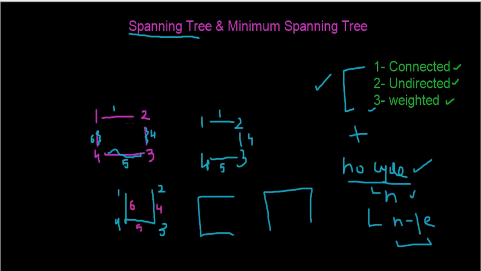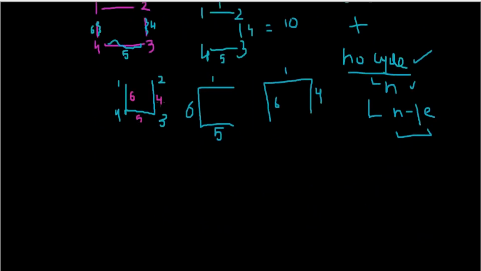So let us write these weights. This weight is 1 and this cost is 6 and this cost is 5, right? And this cost from 1 to 4 is 6, this is 1 and this is 4, right? So let us compute the total cost of visiting this spanning tree. So it will be 1 plus 4 plus 5, it will be basically 10, right? And for this the cost will be 6 plus 5 plus 4, it will be basically 15, right?